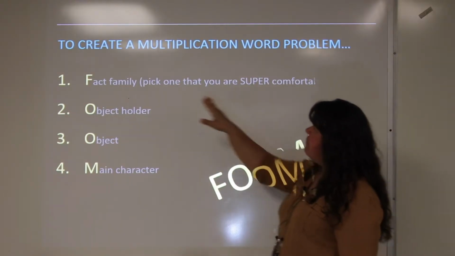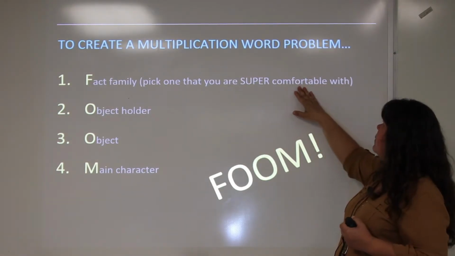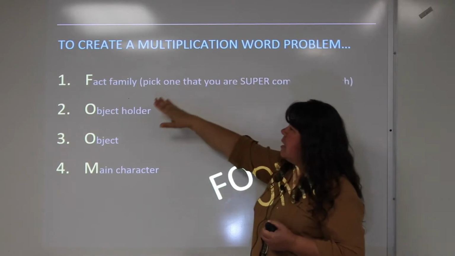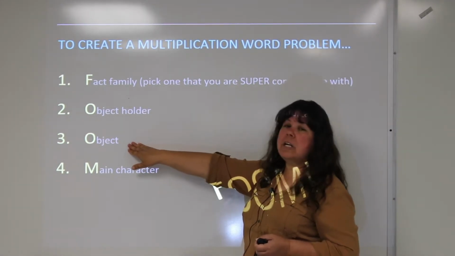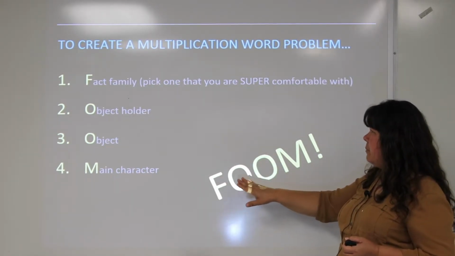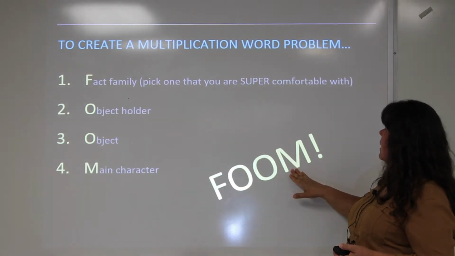So first we need a fact family. You pick one that you already know, that you're really comfortable with. And then you're going to need some type of object holder. You need something to hold the little objects, and you're going to need some objects, and then you're going to need a main character. So the F is fact family, object holder, objects, and then the main character.